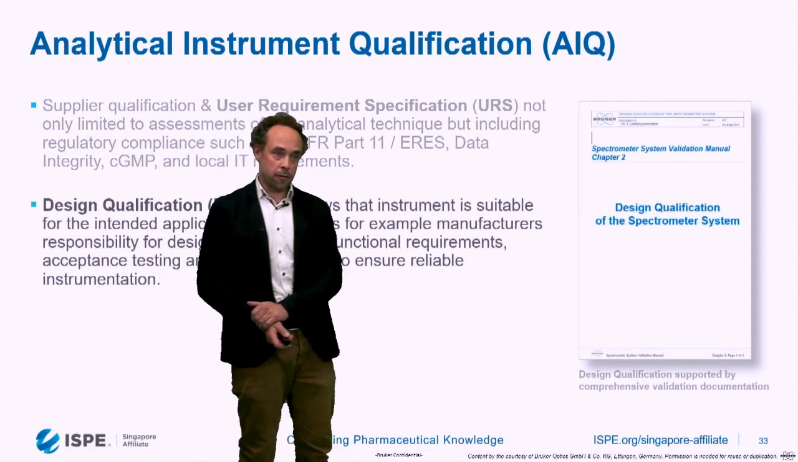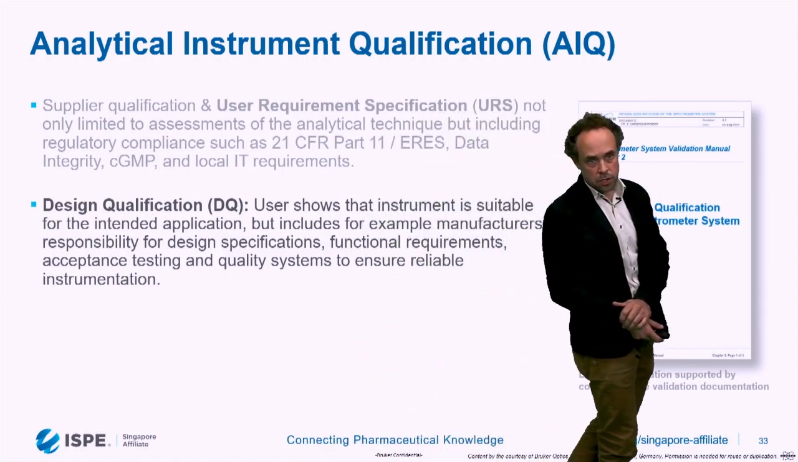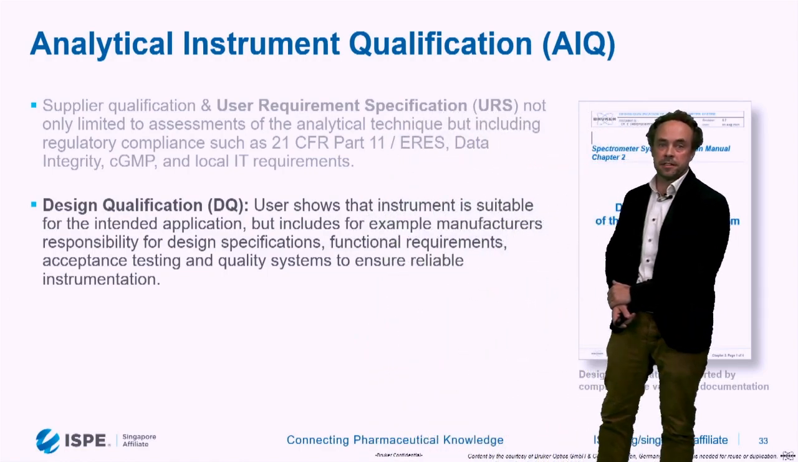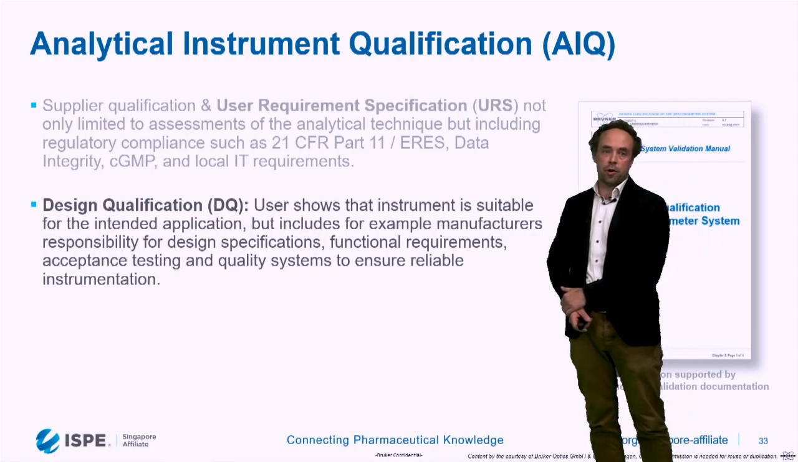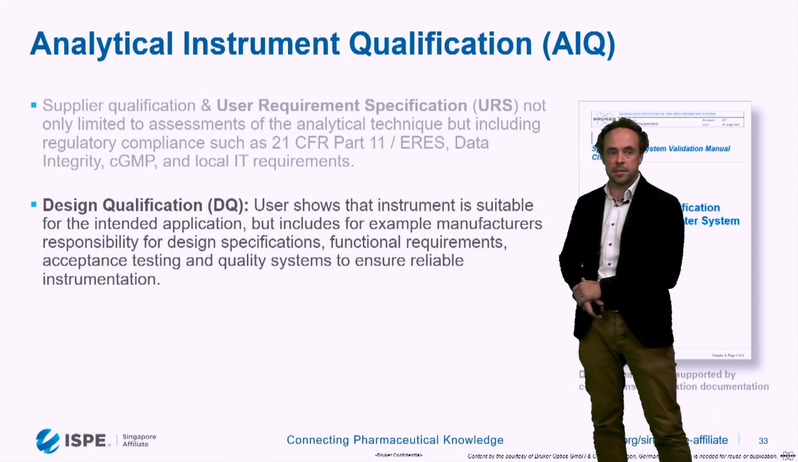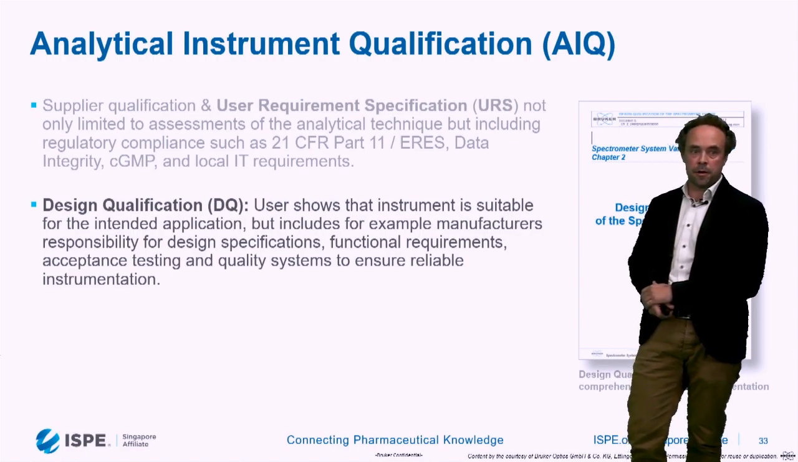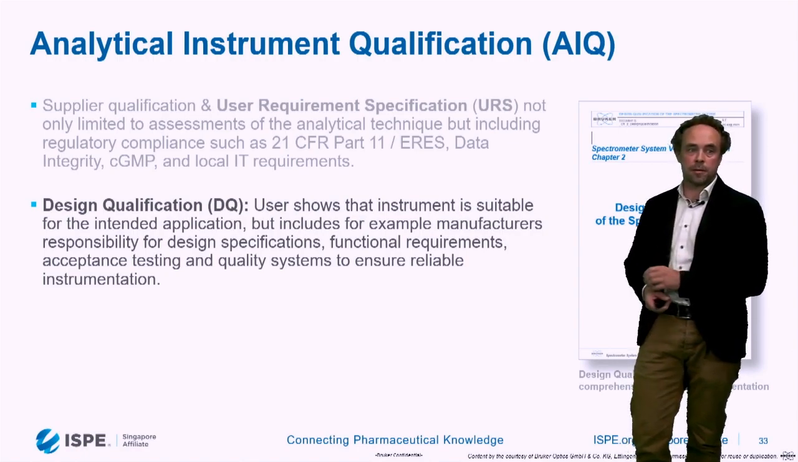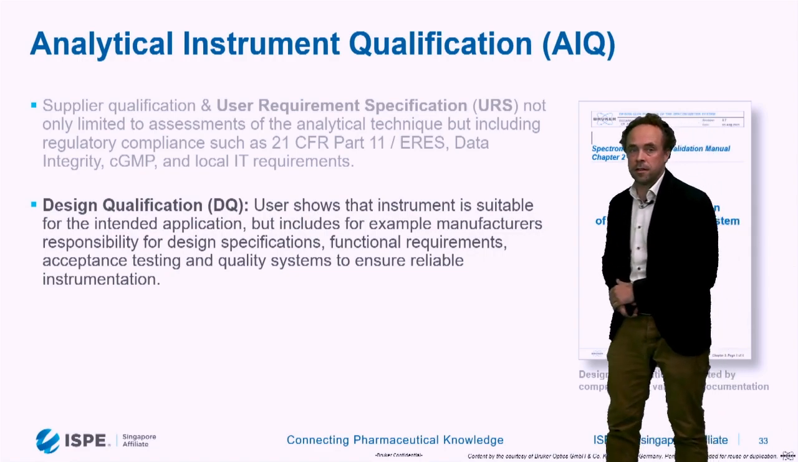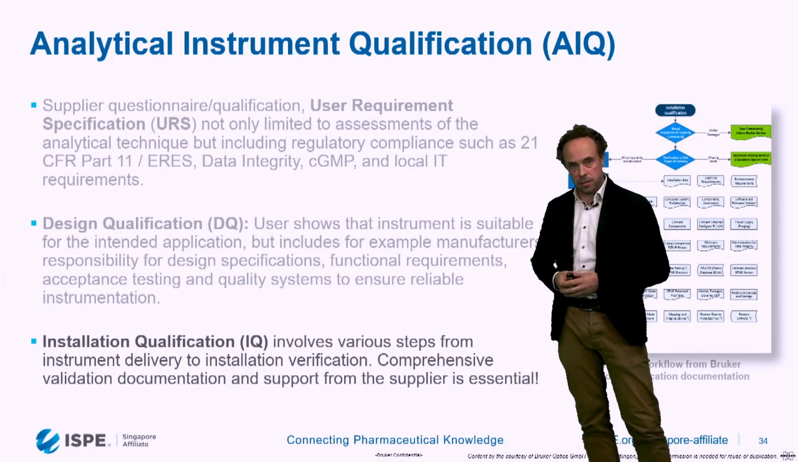Then, of course, you need to draft the design qualification, where you need to show that an instrument is suitable for the intended application. At that point, a manufacturer needs to support as well. It's in the manufacturer's responsibility to provide design specifications and functional requirements, and to have quality systems and programs for acceptance testing in place, so that we can ensure and deliver robust instrumentation.